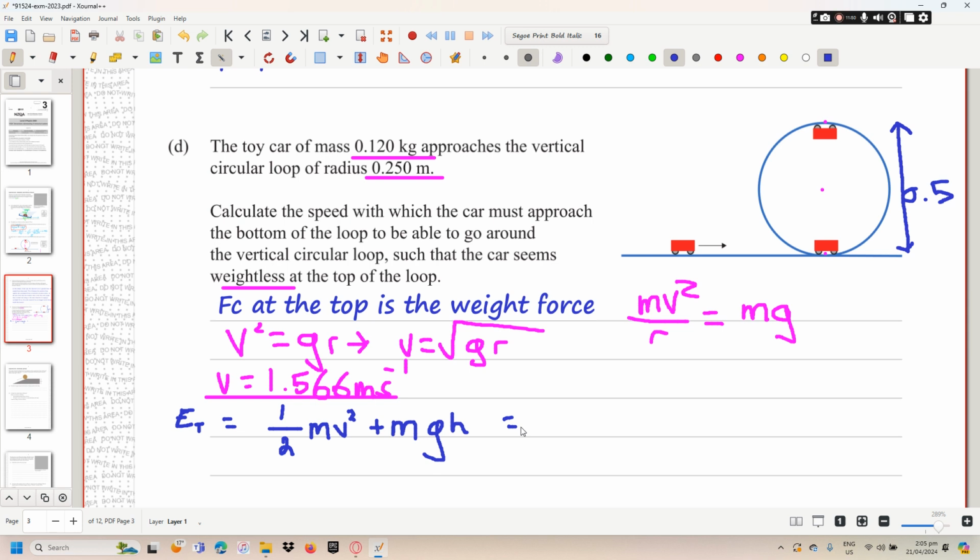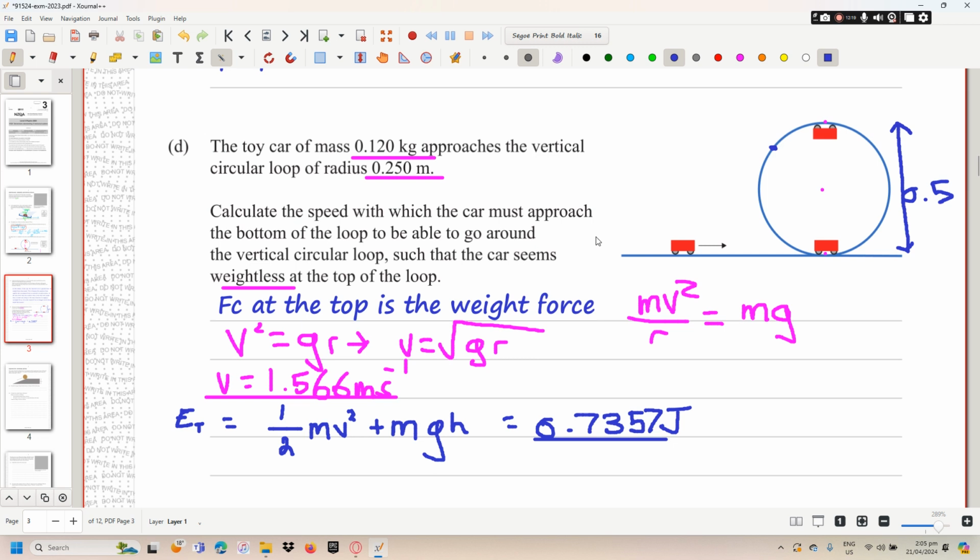The velocity at the top is 1.566 squared, plus the mass is 0.12. Gravity is 9.81, and the height is 0.5, and you'll end up with 0.7357 joules. This is the energy of the system. It is the total energy of the system. No matter where the car is, the sum of its gravitational potential energy plus its kinetic energy is 0.7357.